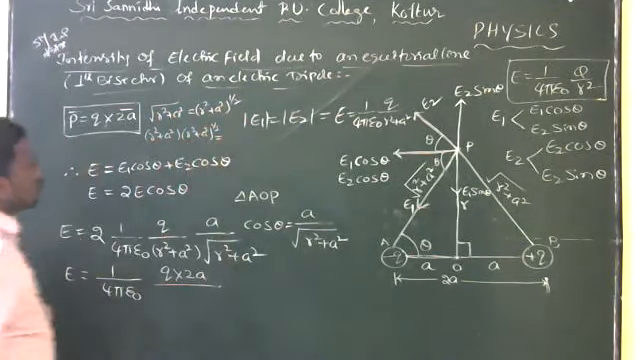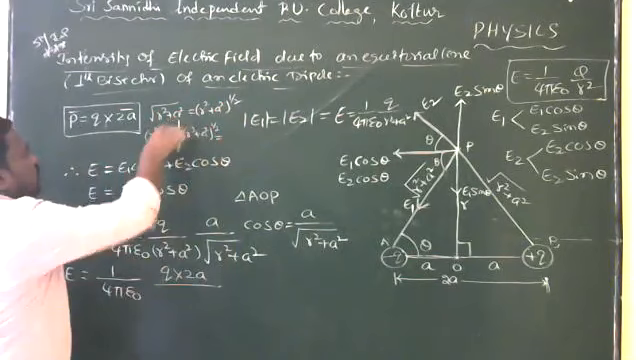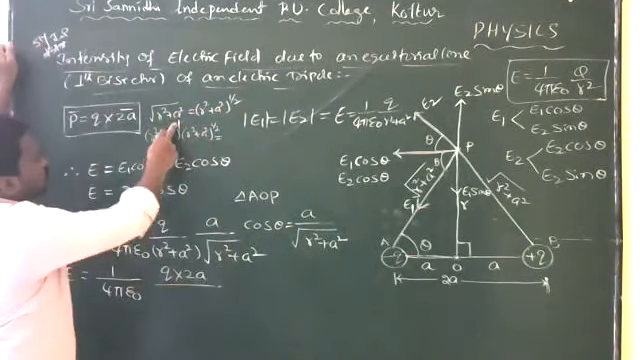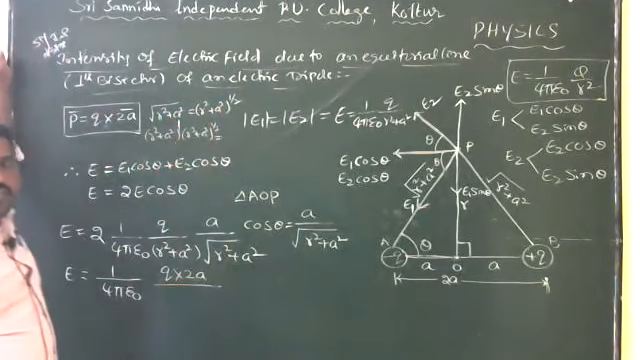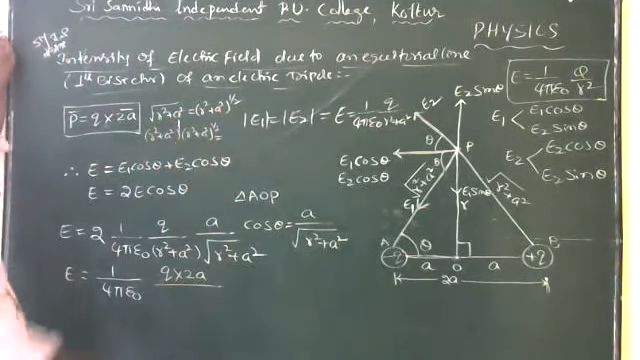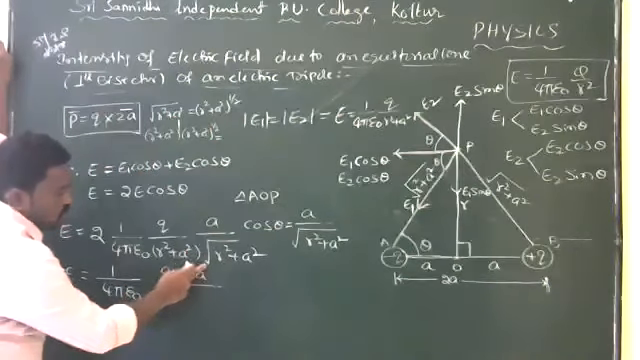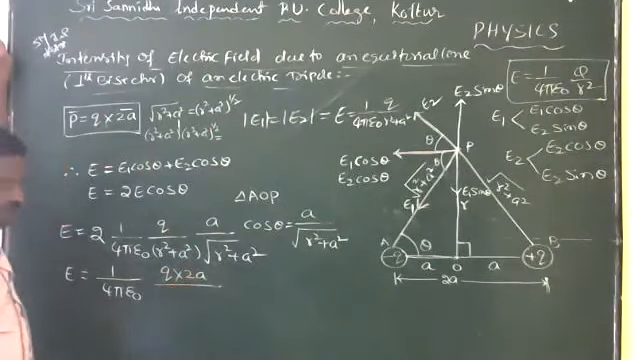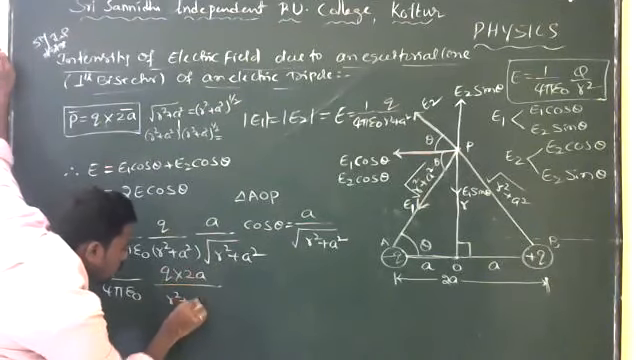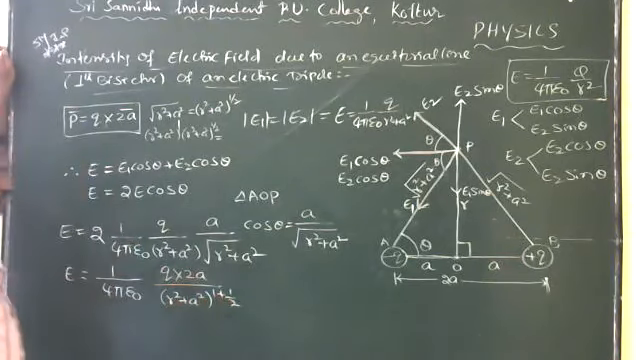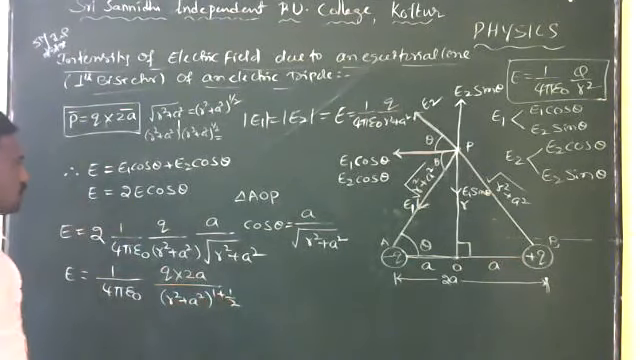So A to the power of m into A to the power of n is A to the power of m plus n. So here it is 1 plus 1 by 2. So R square plus A square into the root of R square plus A square can be written as R square plus A square whole to the power of 1 plus 1 by 2.